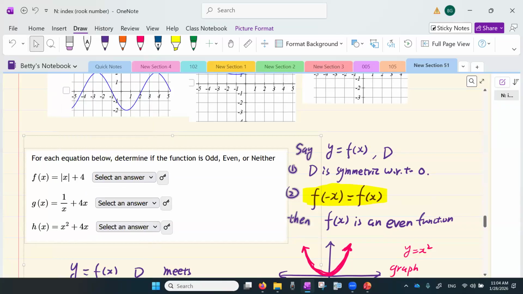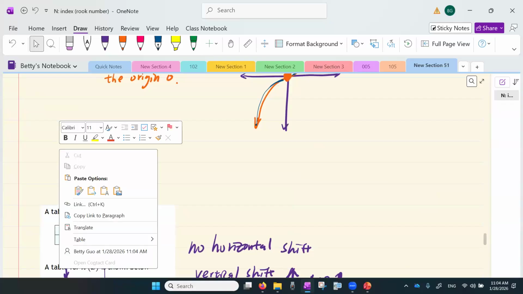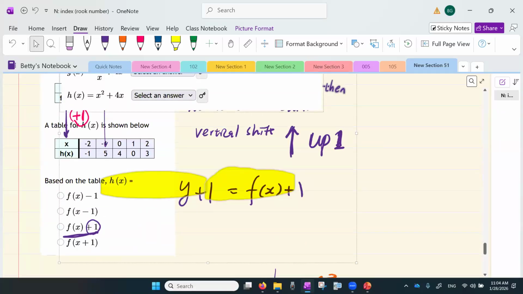This is gonna be on the exam as well, so make sure that you pay really close attention.